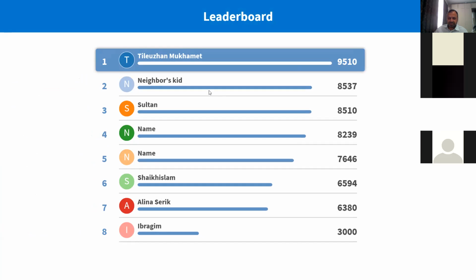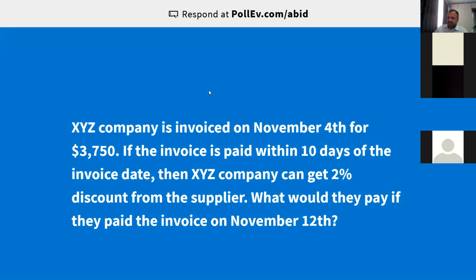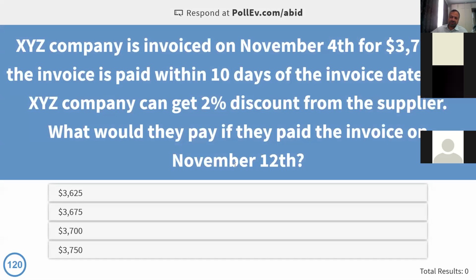Next. XYZ company is invoiced on November 4th for $3,750. If the invoice is paid within 10 days of the invoice date, the XYZ company can get a 2% discount from the supplier. So what would they pay if they paid the invoice on November 12th? November 12th is after 8 days. So you get an invoice, and then what would be paid? How much discount they will get, and then that much amount that they will pay.